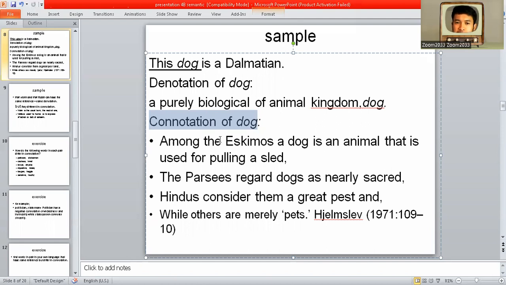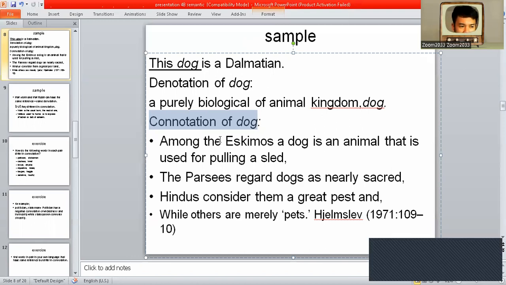So what about the connotation of dog for the Parsees? The Parsees, who follow a faith, regard dogs as nearly sacred. They need to take care of the dog, so it is nearly sacred.